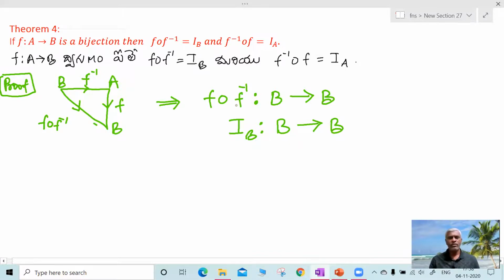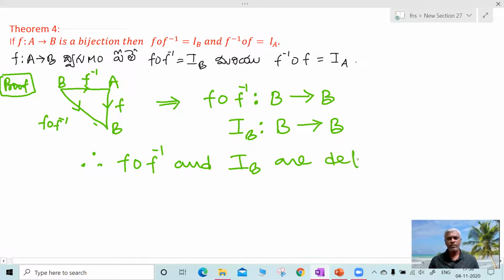So both functions are defined on the same domain, that is B. Therefore f circle f inverse, this composite function, and the identity function IB, both are defined on the same domain.